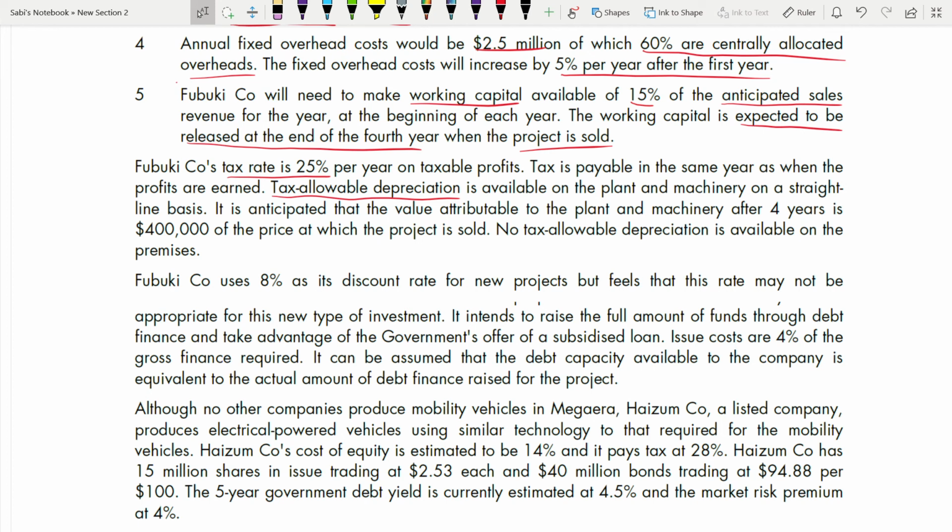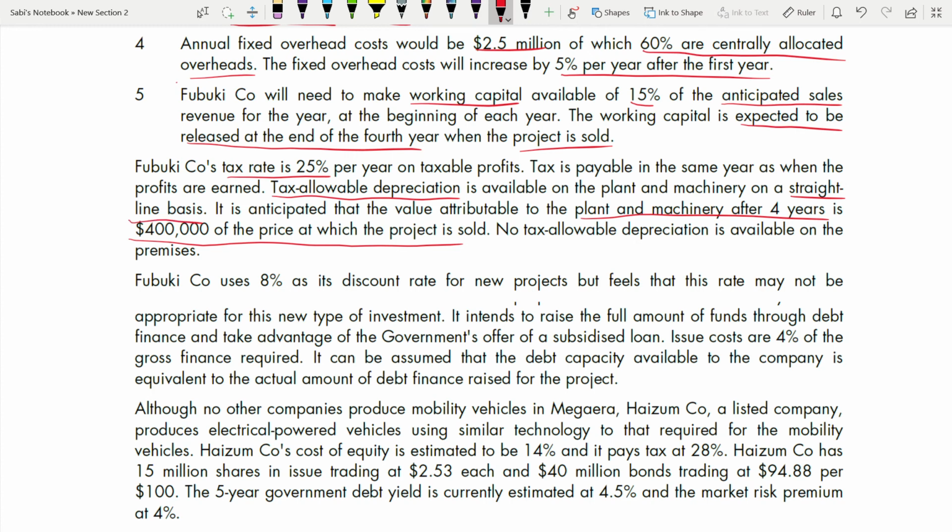Tax allowable depreciation is available on plant and machinery on a straight line basis. That's very good. You don't have to do all this reducing balance. It is anticipated that the value attributed to plant and machinery after 4 years is 400,000, the price at which the project is sold. No tax allowable depreciation is available on the premises. It is only for plant and machinery, by the way, and it's on a straight line basis. So we know the plant and machinery cost and divide it by 4 years because it's a 4 year project.